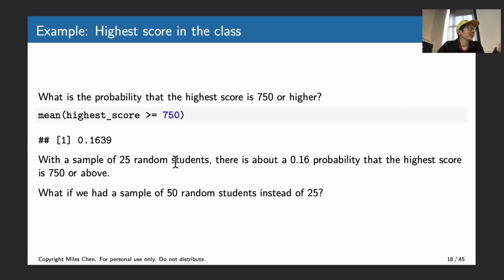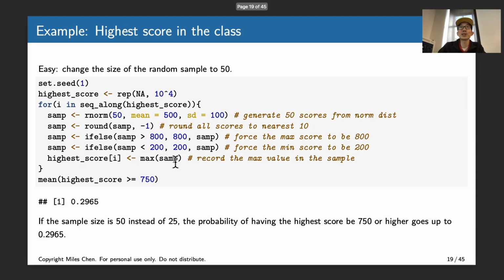Again, it's tough, but we'll just brute force it. The only change here is I just change the number from 25 to 50. Everything else about my code is exactly the same. Then I ask, how often is the highest score greater than 750? I get my true false vector, and the proportion that is true now goes up to around 30%, 0.2965.